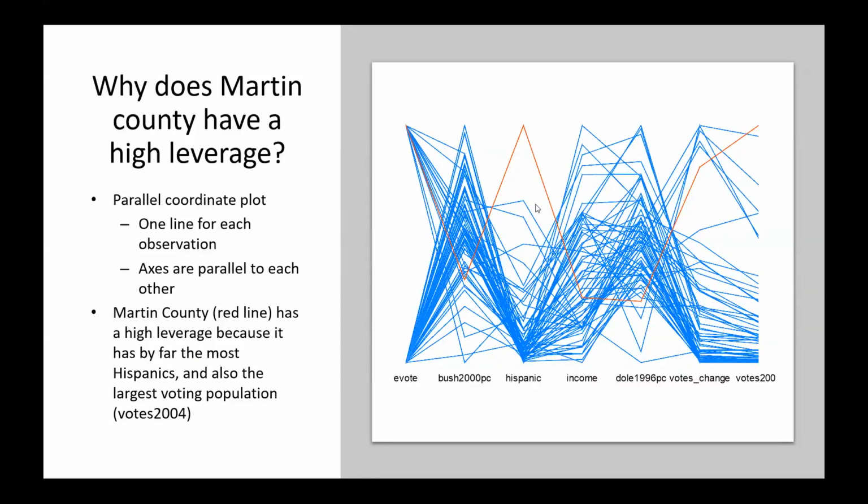Yes, Martin County. So where is Martin County unusual? Here. It has by far the largest percentage of Hispanic votes, and also the largest number of votes in general. Here the 4 is cut off to 2004. Not by a lot, but still the largest. And so the combination of this and that, especially this, probably drives that high leverage value. Okie dokie.